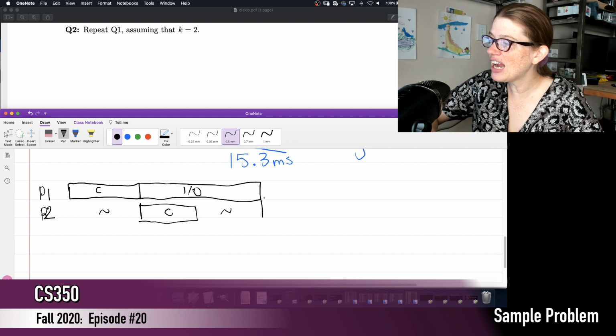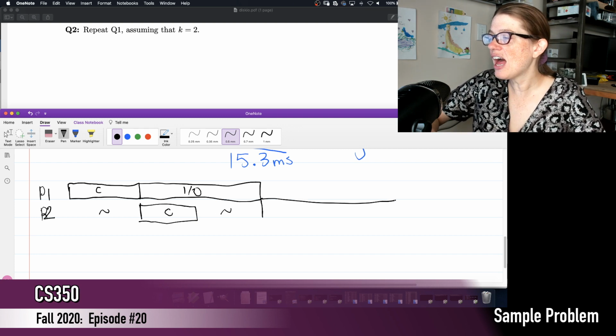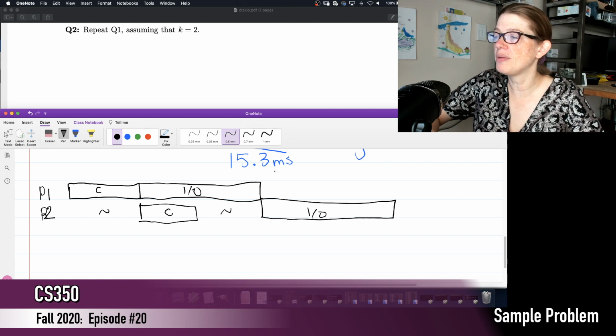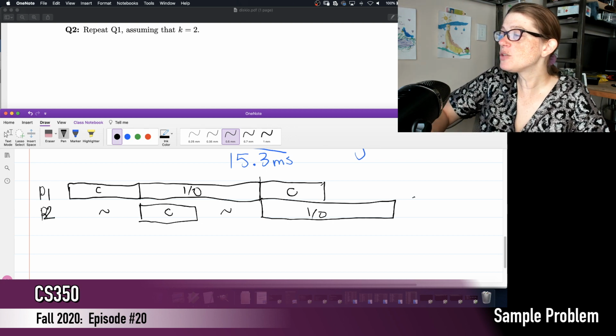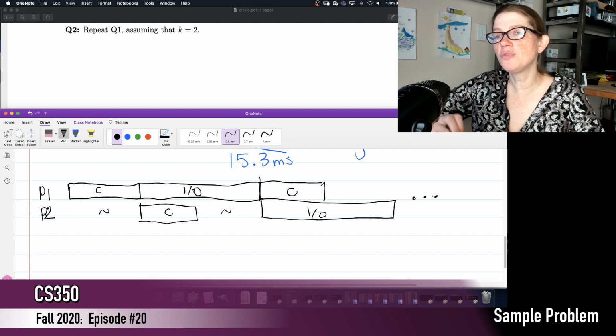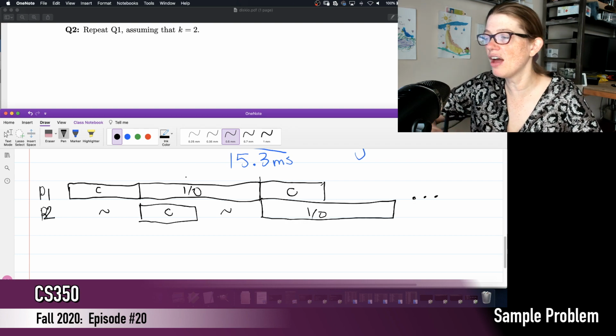And then what we're going to end up with is after the IO operation for P1 is completed, then we can do the IO operation for P2. And while P2 is doing its IO operation, P1, of course, can come and do its compute time. Pretty cool. And this would repeat, where the two processes go back and forth doing IO operations.